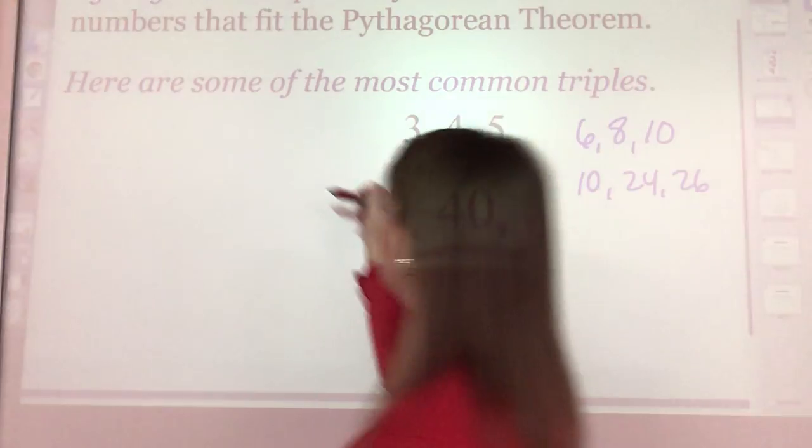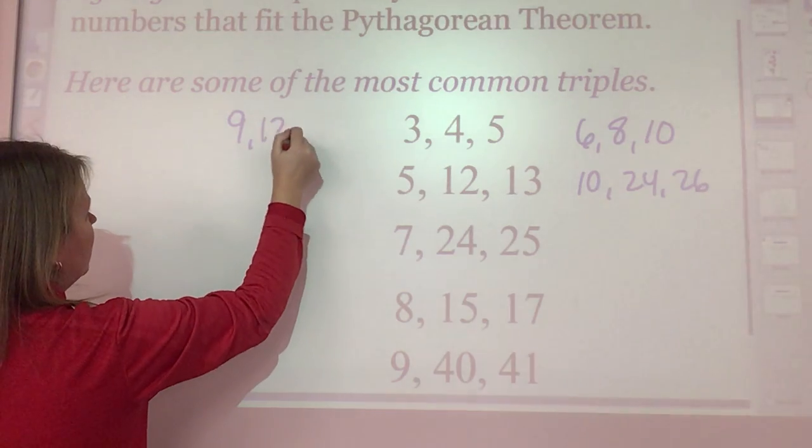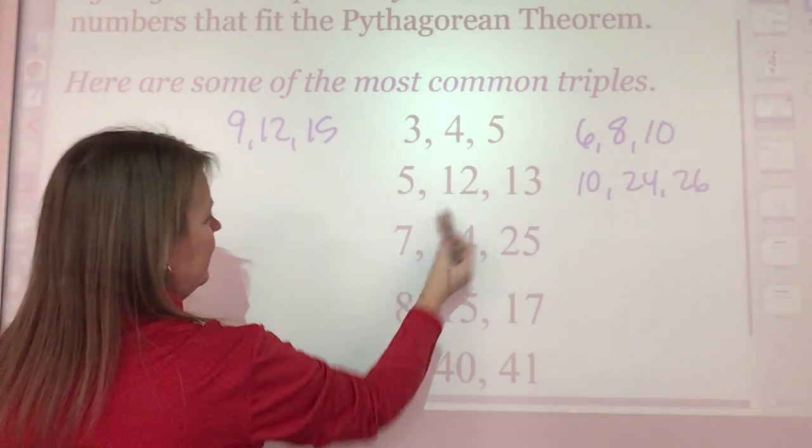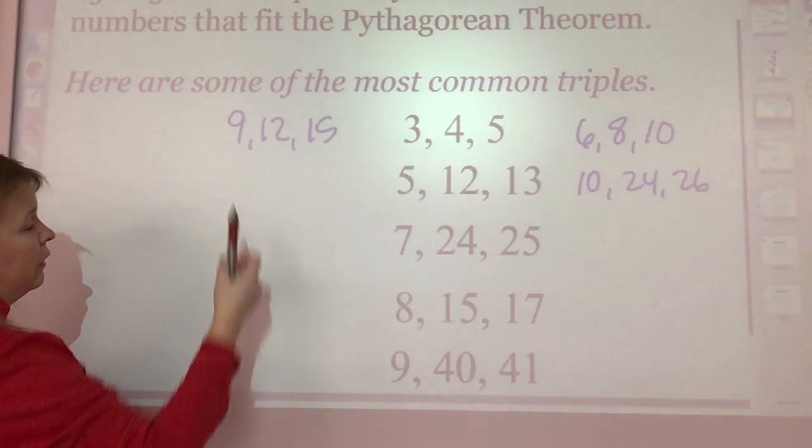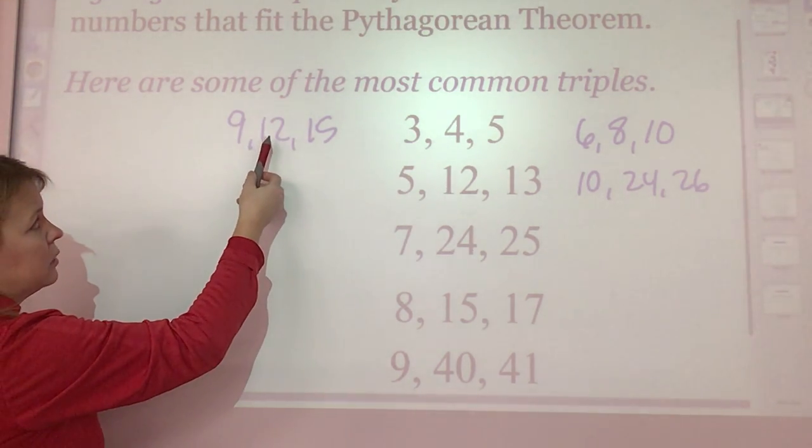You could triple them. This could be a 9, 12, 15. These are the basics, but any multiple of those would work also. If you don't believe me, check it. What's 9 squared plus 12 squared?